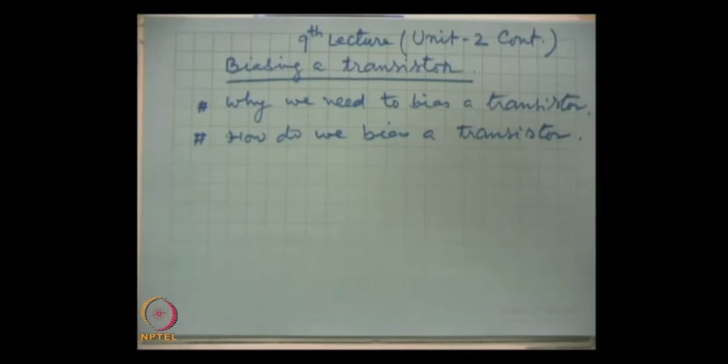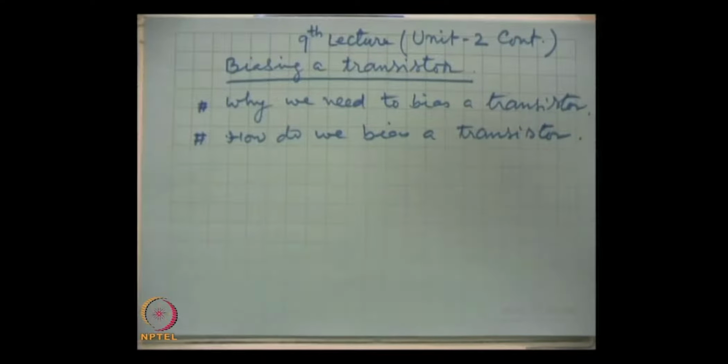I am sure you understand the meaning of biasing. Biasing is that the two junctions of a transistor, the emitter junction and collector junction, have to be provided with a DC potential, a DC bias. So, that is known as biasing. And the question, why do we need to bias a transistor? Because we want the transistor to remain in active region.